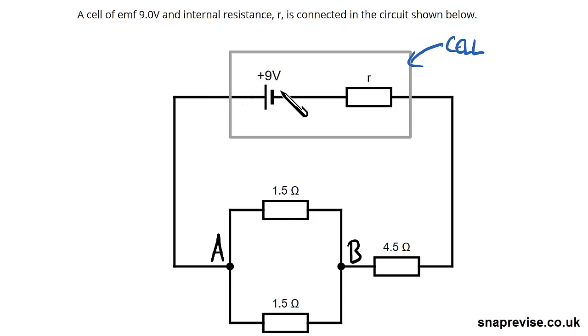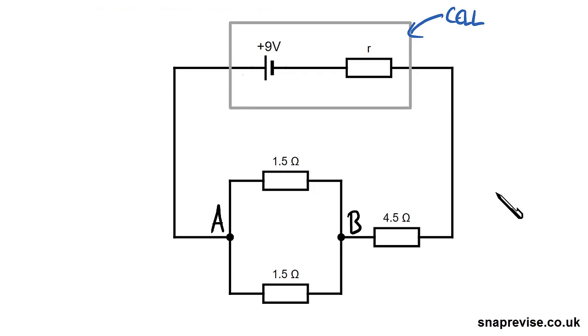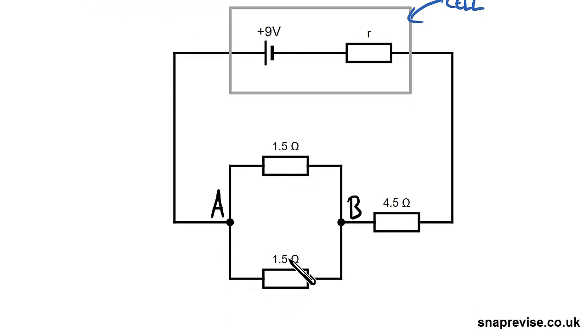So this is our EMF of our cell, that's what that's representing, and this is the internal resistance of our cell. And then we see we've got these two components here connected in parallel with each other, and this component connected in series with this parallel combination.